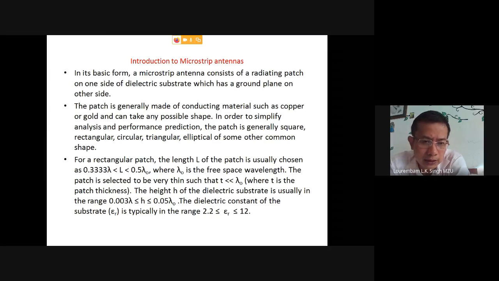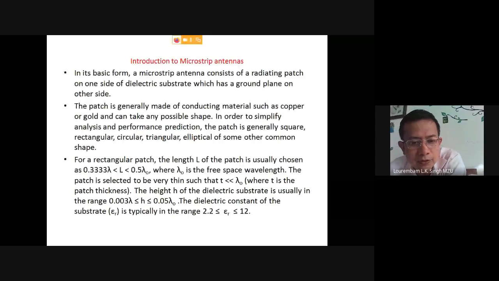But for a rectangular patch, there are certain typical dimensions we need to choose, like the length. The length we choose should be between 0.333 lambda and less than 0.5 lambda, meaning lambda by 2. The 0.5 lambda is nothing but lambda by 2.